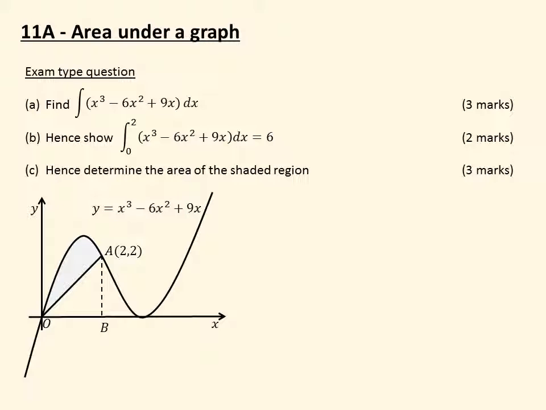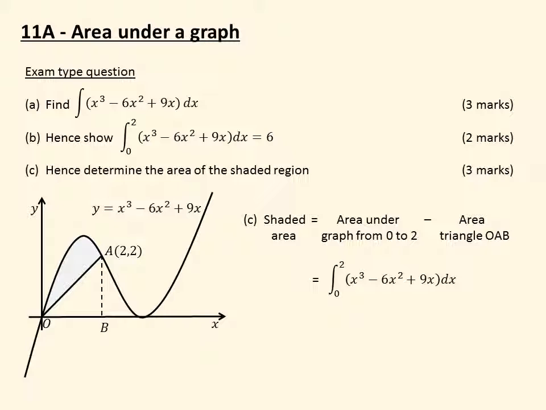Part C. We need to find this shaded area. It's the area under the graph, but not part of the triangle. So the shaded area is the area under the graph minus the area of the triangle OAB. So to find the area under the graph, we integrate between 0 and 2, and the area of the triangle is a half times 2 times 2. We know the integral is 6 and the area of the triangle is 2, so the shaded area is 4.